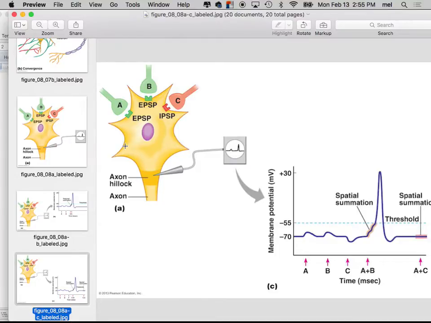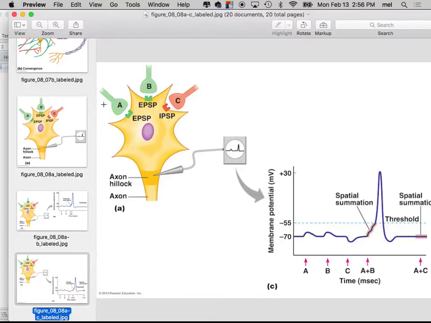Now I want you to add one more word to it. Is that a graded potential or an action potential? It's graded, yes. Okay? It's an excitatory postsynaptic potential, but I want you to understand that it's graded. It doesn't mean you get an action potential. Remember, before you hit threshold, you're still graded. Yeah? Okay, so that's an EPSP.